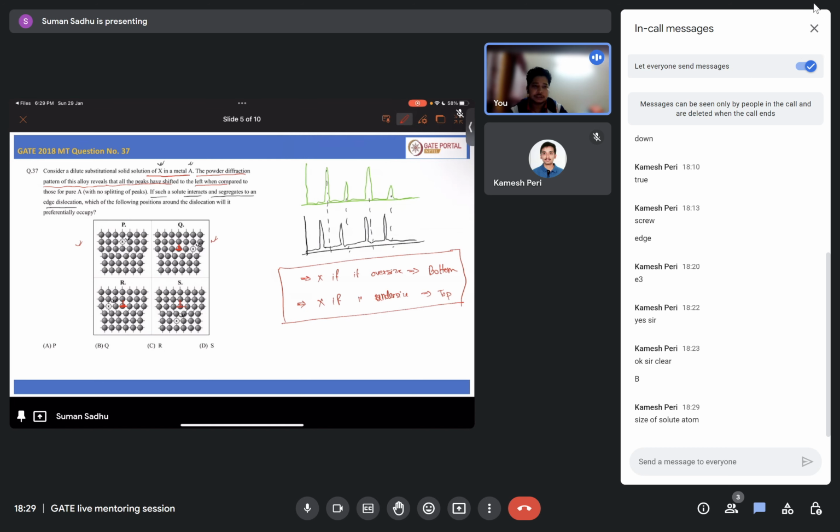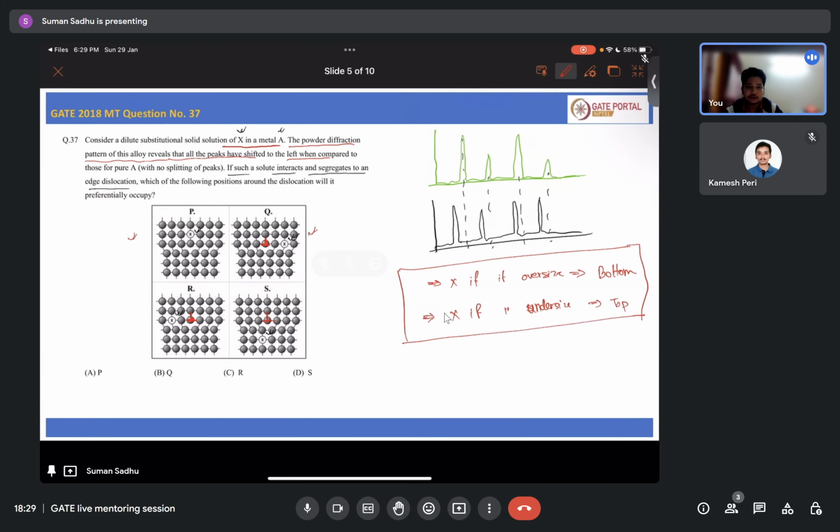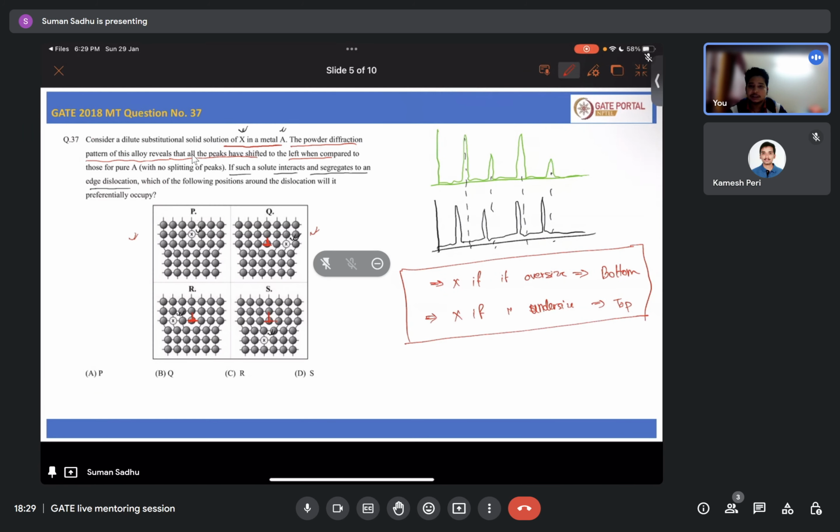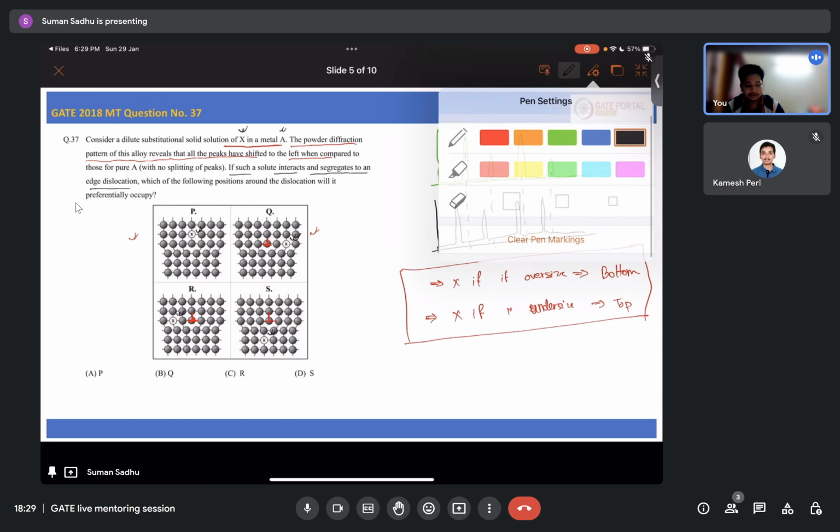Yes, size of the solute atom. So whether it is oversized or undersized. But in this question, it is not directly mentioned. It is not directly told whether the size of the X atom is greater than A, or less than A. But this information is also given, in some tricky way.